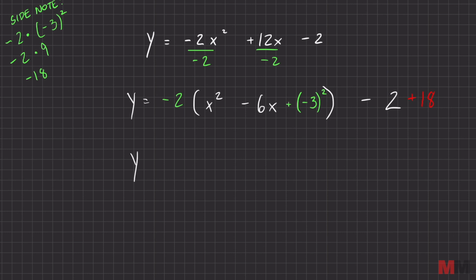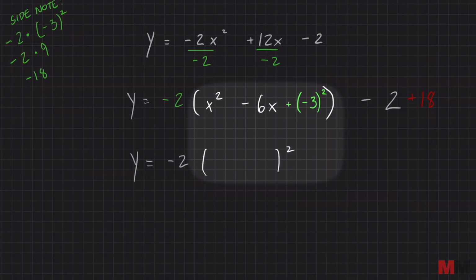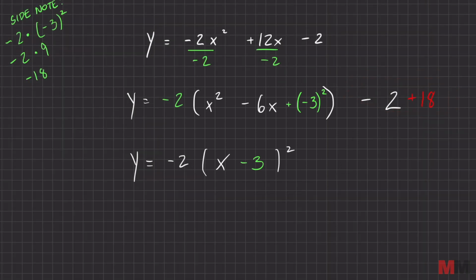Now I've got y equals -2, and to write your binomial squared, it's just going to be x and whatever you put inside the parentheses, -3. This part right here, you just gotta simplify. -2 plus 18 is a +16. And that is it. That is it, guys.